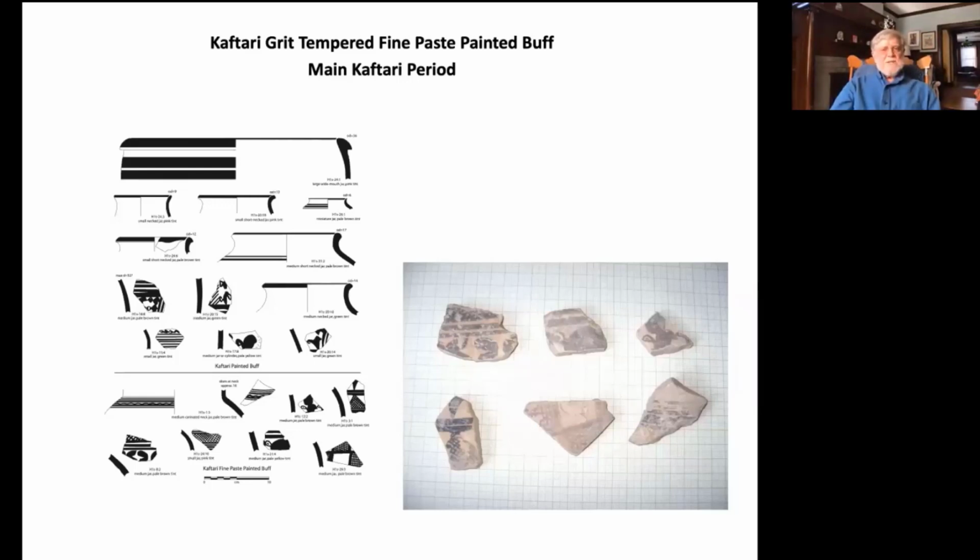Then there's an odd type. It's fine paste painted buff.